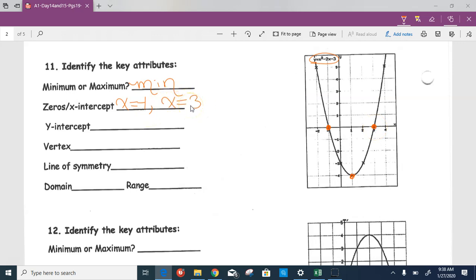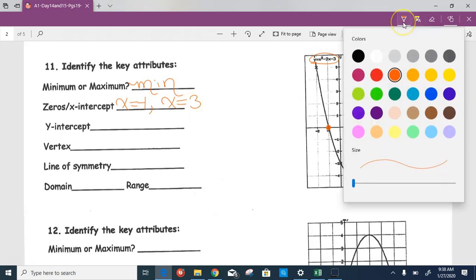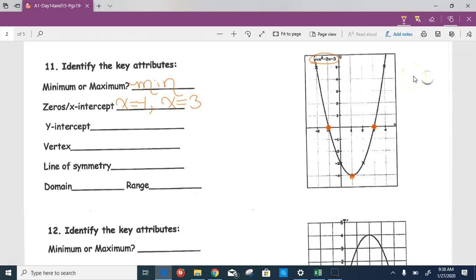Do we have any y-intercepts? Does this graph make contact with the y-axis anywhere? And it does, right here at y equals negative 3. So the coordinates (0, -3) is our y-intercept. Do we have a vertex? Well, of course we do. Our vertex is the lowest or highest point. If we have a minimum or a maximum, then you automatically have a vertex. In this case, our vertex is down here at (1, -4).